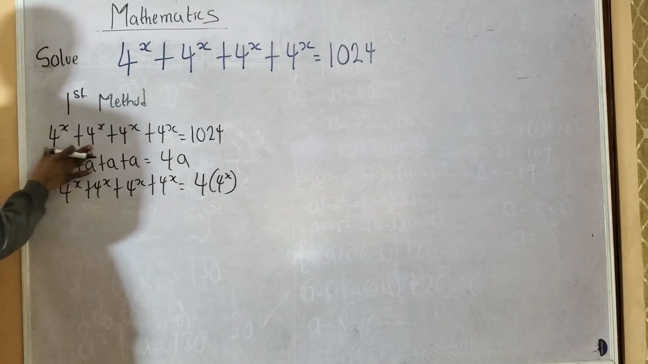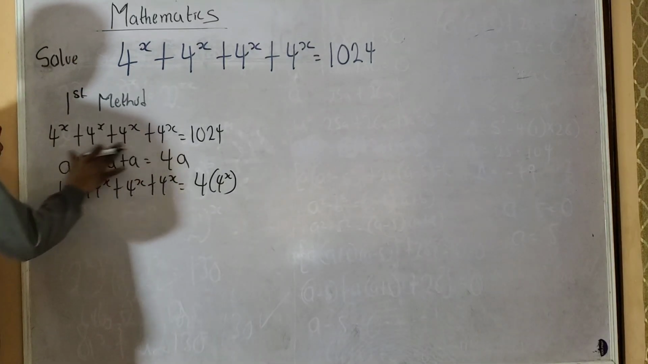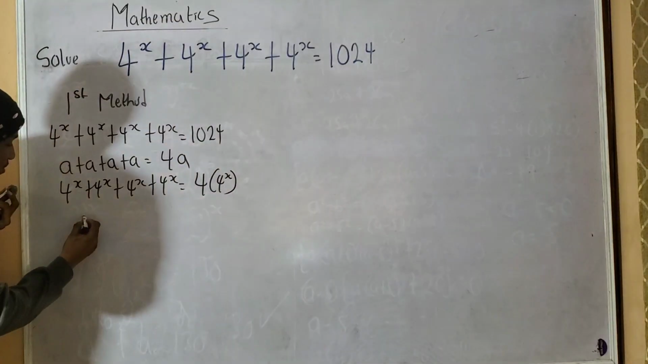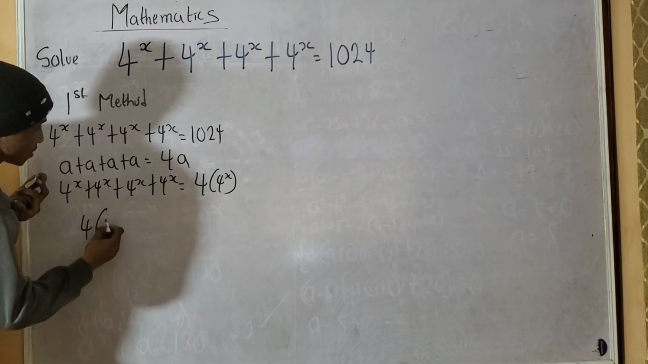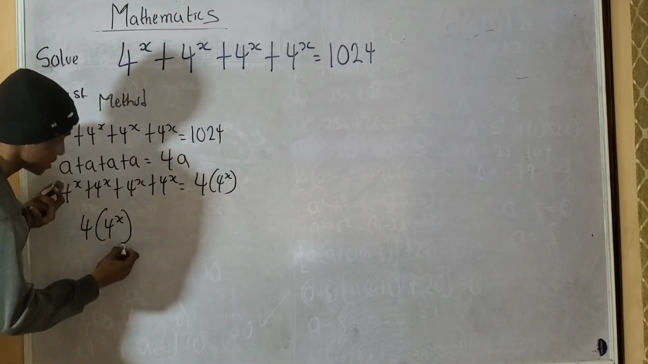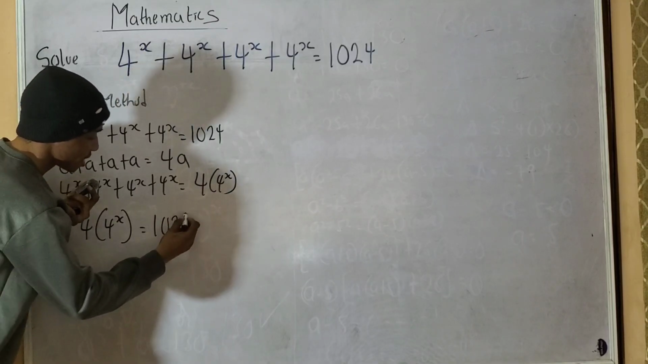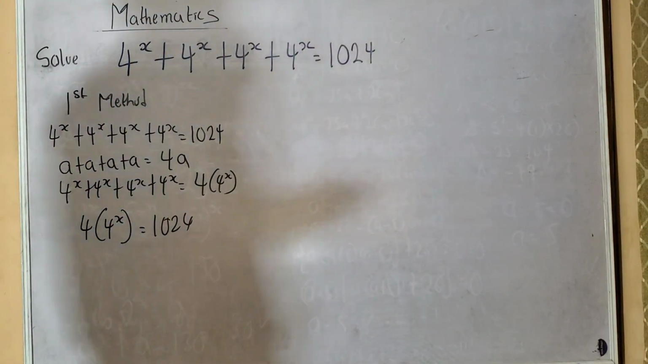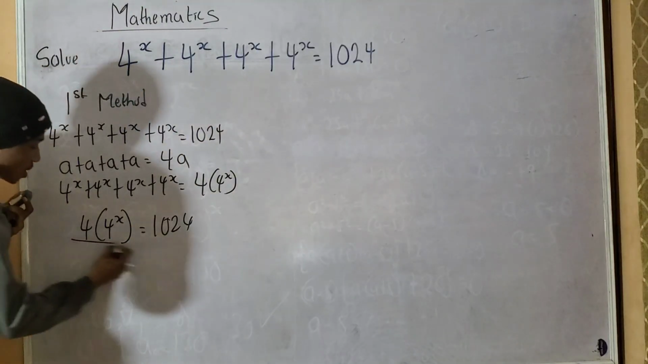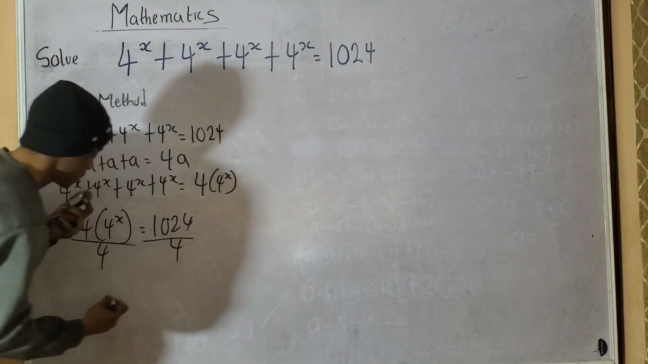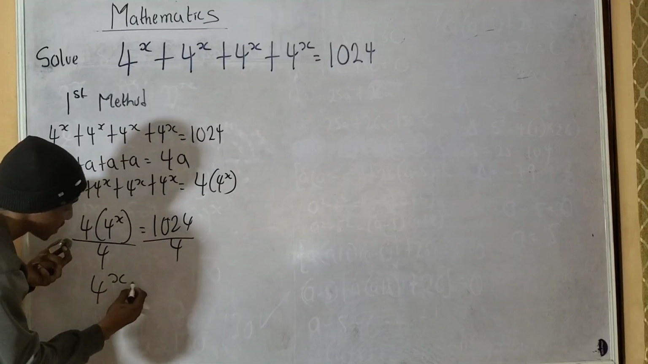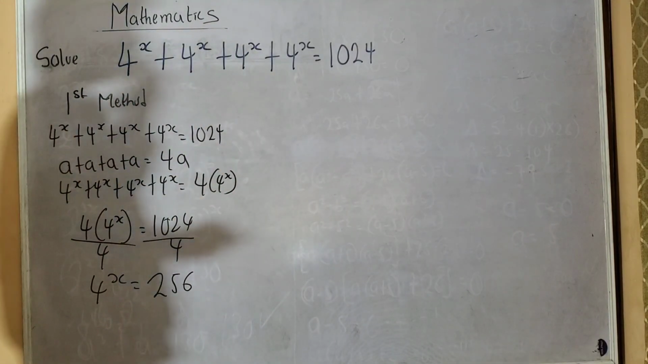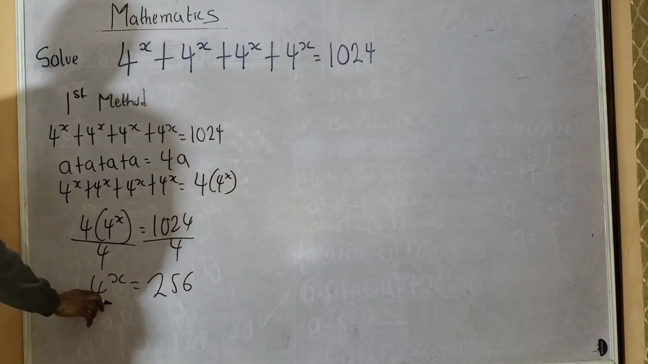Now, I'm going to replace the sum with 4 multiplied by 4 raised to the power of x. So it becomes 4 times 4 raised to the power of x equals to 1024. Are you following? Okay, the next step is that you are going to divide both sides by 4. So I'm going to have this over 4 and this over 4. It becomes 4 raised to the power of x equals to 256.